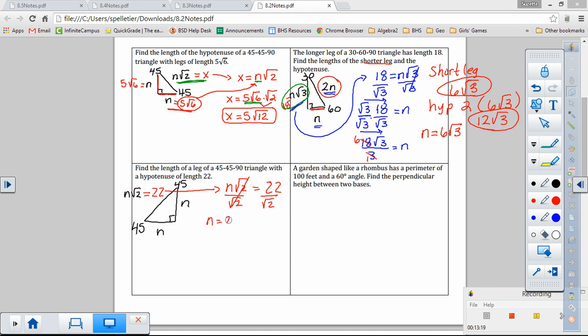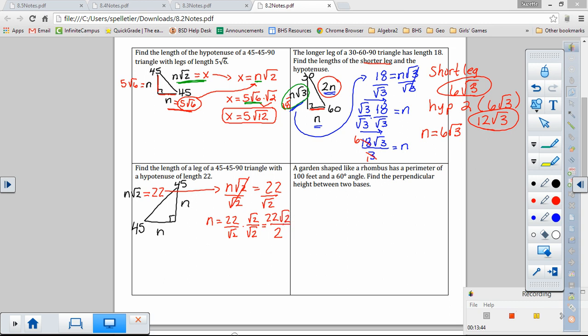N equals 22 over the square root of 2. And I hope right now you're saying, oh my gosh, we cannot have a root in the denominator. So we have to eliminate the root. We have to rationalize the denominator. Multiply by the square root of 2. Okay, we're going to multiply across the bottom. That's going to give me 2. Multiply across the top, and I get 22 square roots of 2.